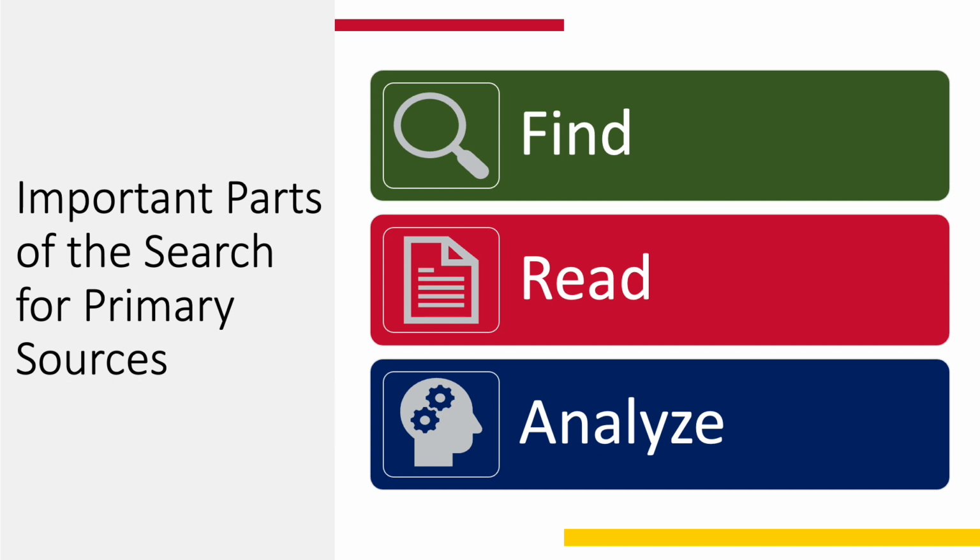Finding, reading, and analyzing primary sources are the most important parts of the search for primary sources. Finding primary sources should be easier if you've done a lot of knowledge development, because in that knowledge development phase, you've likely found case names, citations, making it easier to find those when you go on things like Westlaw, Lexis, or doing a Google search.